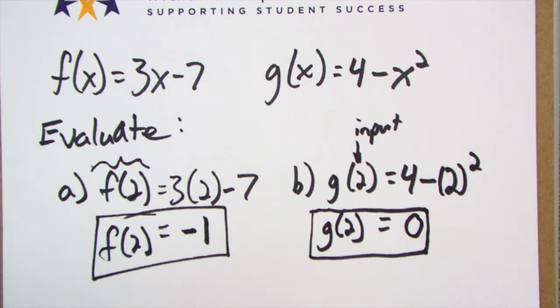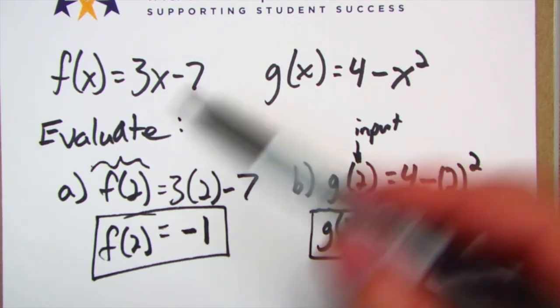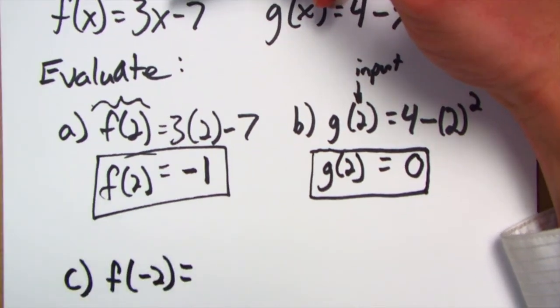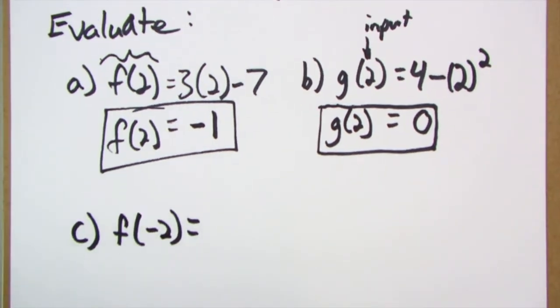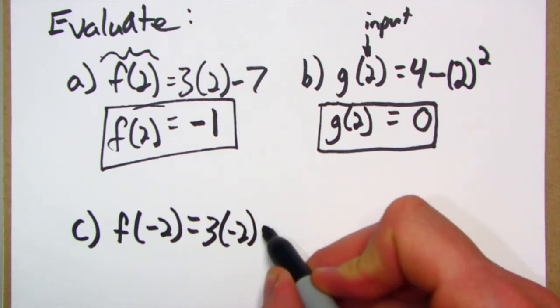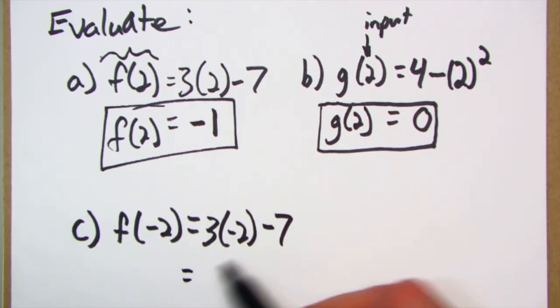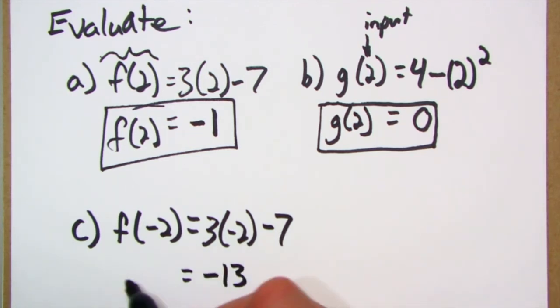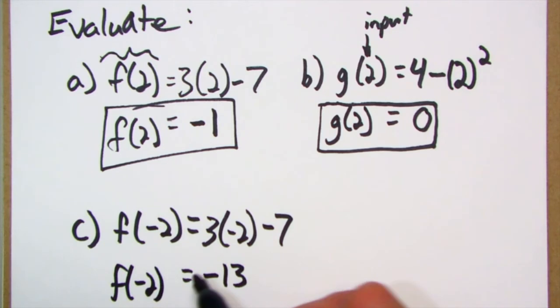Okay, so now what we're going to do is evaluate f of negative 2. So this means I'm going to put a negative 2 in for x in the f function. I'm just going to slide this up a little bit so we still have it there. So this means I'm going to do 3 times negative 2 and then minus 7. This is going to be negative 6. Minus 7 is going to be negative 13. So f of negative 2 is negative 13.